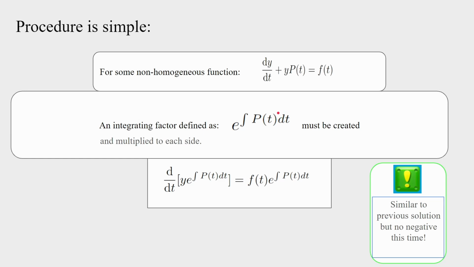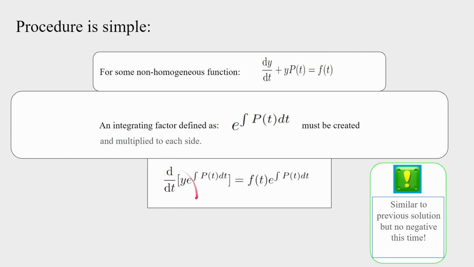Now, if you watched the previous video and you saw the solutions to homogeneous differential equations, you would recognize that this is pretty much the exact same thing, except this time there is no negative sign behind the integral. So remember this. Essentially, what we will be doing is we will multiply each side of the equation by this integrating factor. So then we get y multiplied by this is equal to f of t times this, where f of t is a function purely in t.